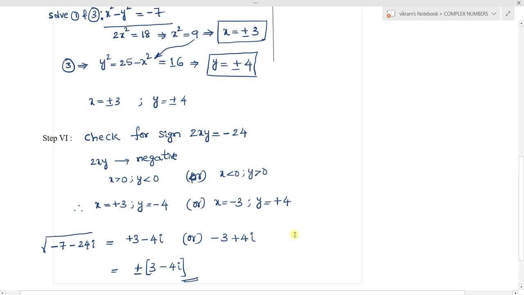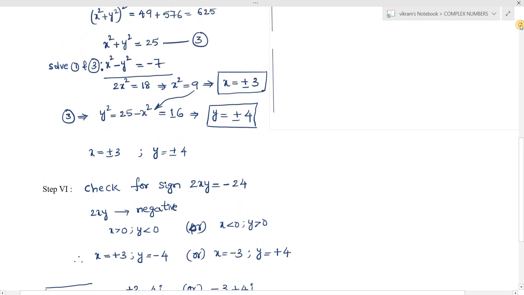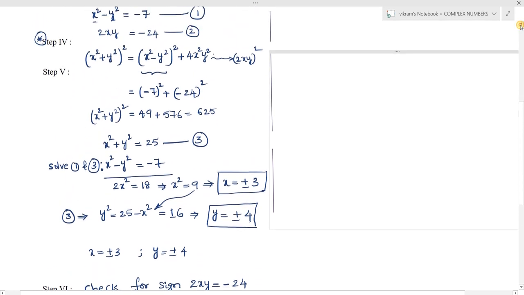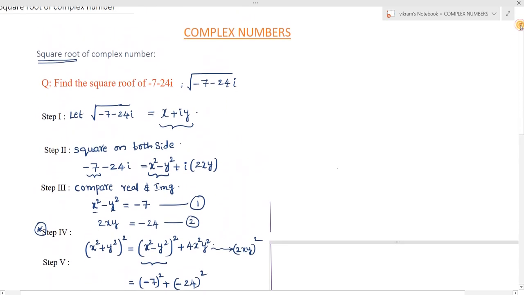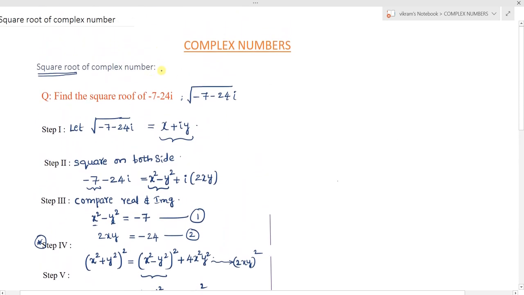I think you understand this. Now we will generalize this problem to be applicable for anyone. The question is: given that z equals a plus ib, what is the square root of a plus ib? The question is asked for the square root of a plus ib.